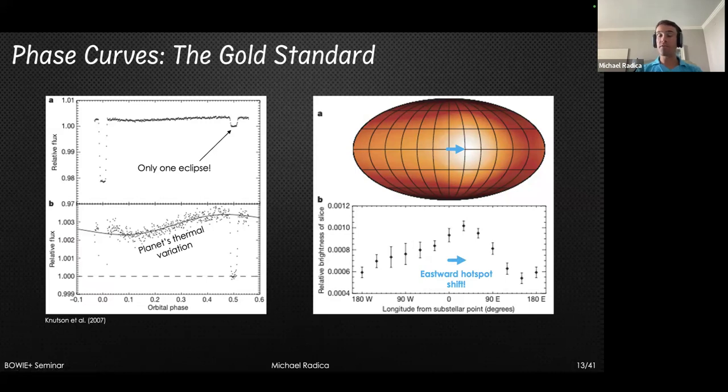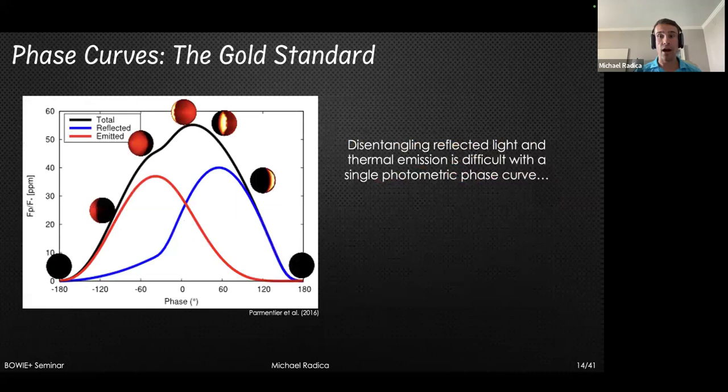Now, most of the phase curves that we took in the pre-JWST era were photometric phase curves, either with Spitzer in the infrared or with Kepler or TESS in the optical regime. And one of the problems with photometric phase curves, especially in the optical, is it becomes very difficult to disentangle the impacts of reflected light and thermal emission with just one single observation.